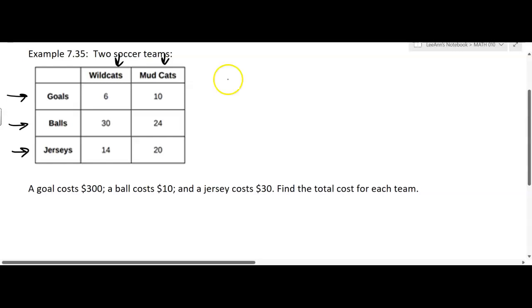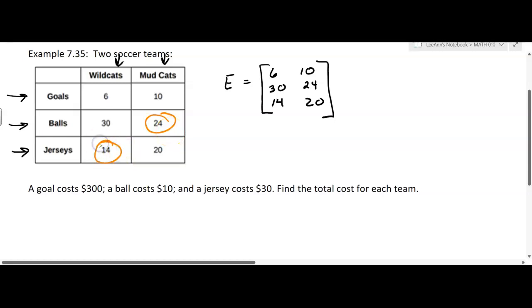So we're going to set up what we're going to call an equipment matrix, and it's going to be represented by the row 6, 10, the row 30, 24, and the row 14, 20. If we were to read this, we could look at the elements and ask, what does 24 mean? It means the Mudcats need to buy 24 balls. And what does 14 mean? It means the Wildcats need to buy 14 jerseys. Okay, so we can look at that matrix.